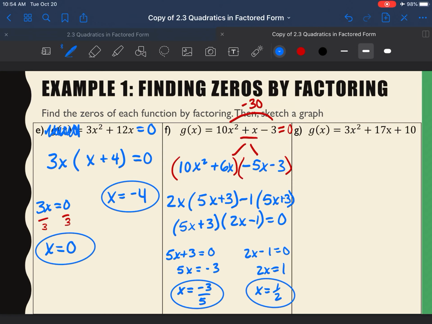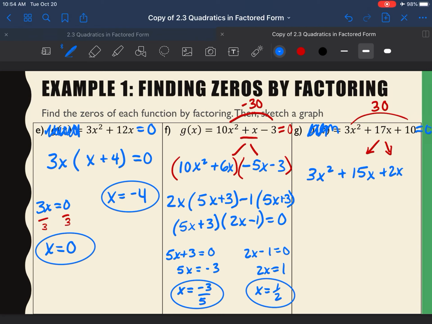Last one. Looks like I cannot divide out anything. So again, decomposition, equals 0. We don't need this anymore. Multiply 3 times 10, that's 30. So it looks like we will split the middle term to be 15x and 2x. 3x squared plus 15x plus 2x.